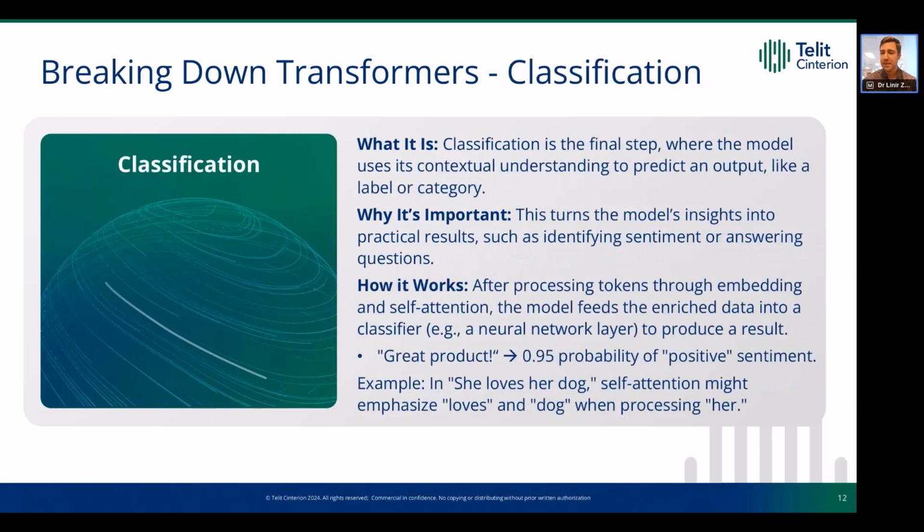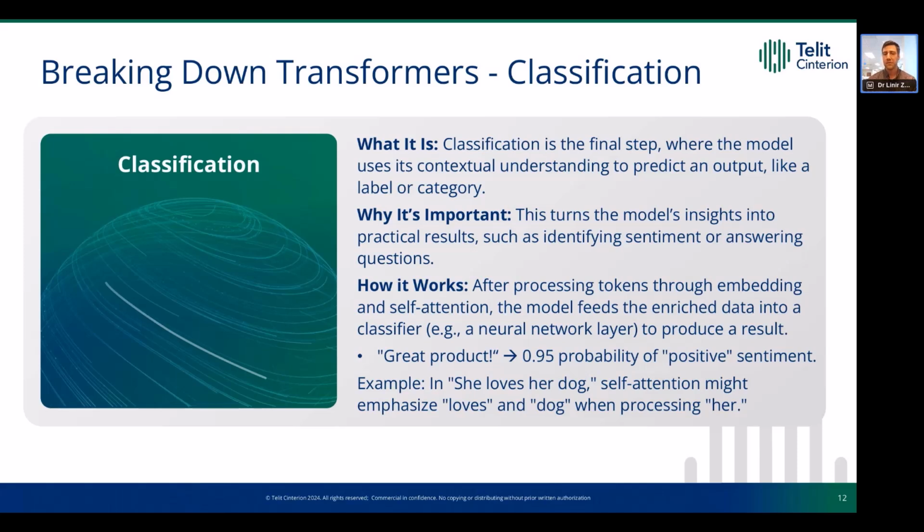And the fourth and last is the classification. Classification is the final step where the model uses its contextual understanding to predict an output like a label or category. For example, let's say I want to find out if a machine is good or bad. So I have 2 categories, good or bad. Based on the data input, it would know how to categorize the different data sets that it has, whether it's good or bad, based on the data that it sees. And why it's important: it turns the model's insight into practical results, such as identifying sentiment or answering questions.